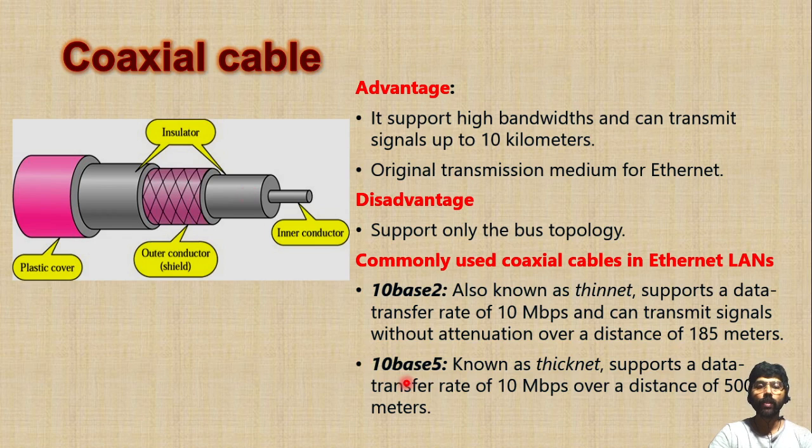The second one is called 10Base5 coaxial cable, which is also known as thick net. It also supports the same 10 megabits per second, but the distance can be up to 500 meters. We use some amplifiers to transmit the data more than 500 meters in these coaxial cables.